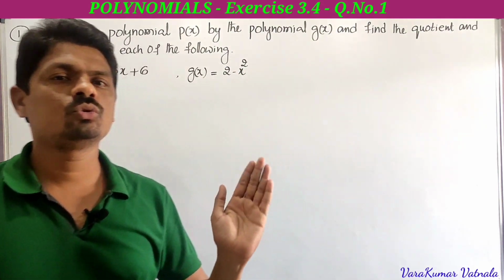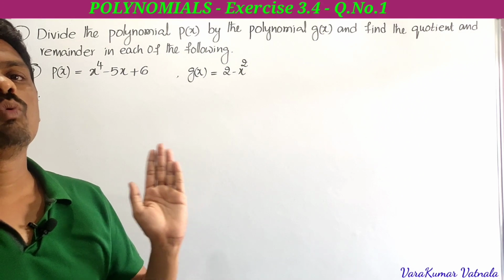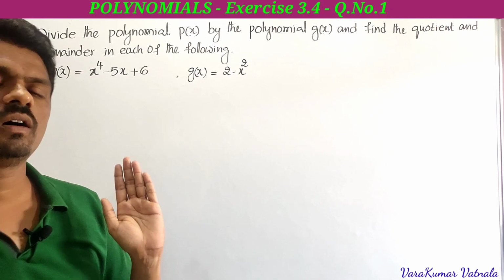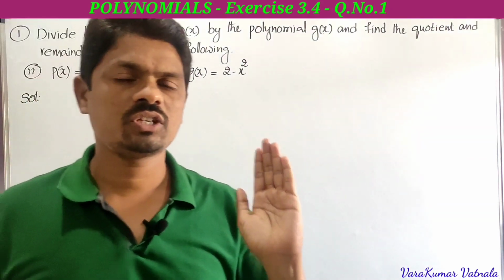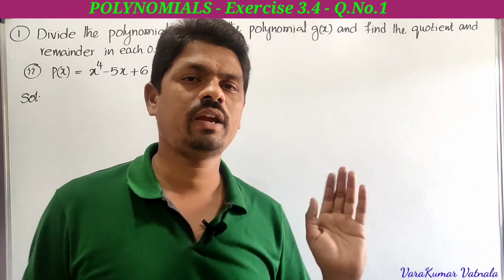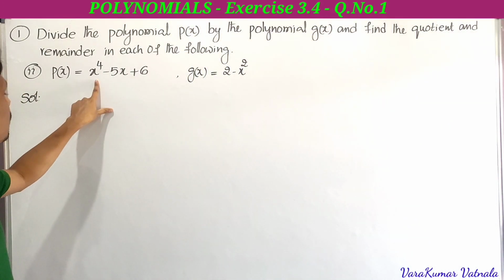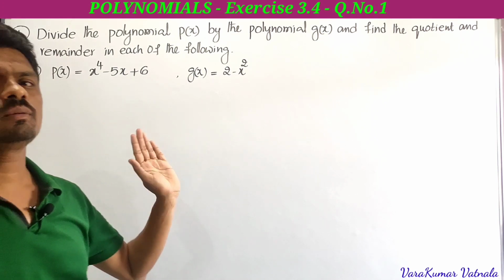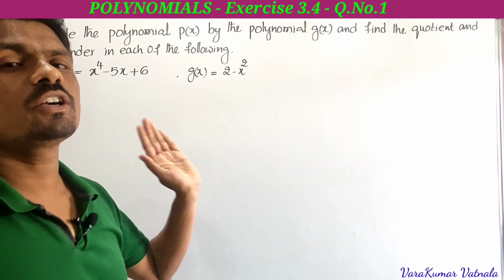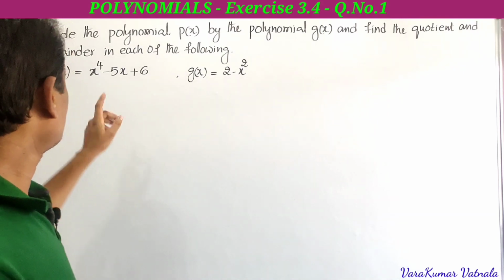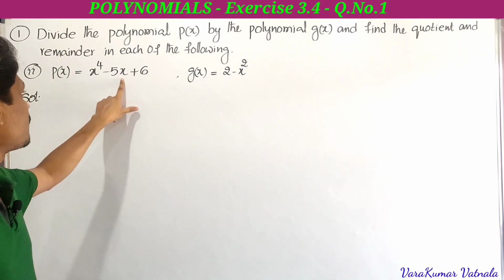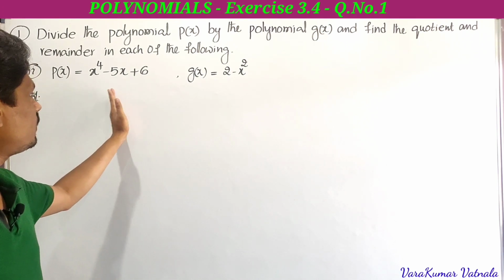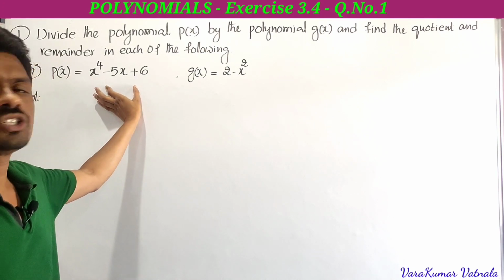Before doing the division of the polynomials, we must check whether the given two polynomials are in their standard form or not. If they are not in their standard form, first we have to write them in the standard form. Here p of x is equal to x to the power 4 minus 5x plus 6. Standard form is nothing but the degrees of the terms being in decreasing order. Here the degree of the first term is 4, the degree of the second term is 1, and the degree of the third term is 0. 4, 1, 0. Yes, it is in its standard form.